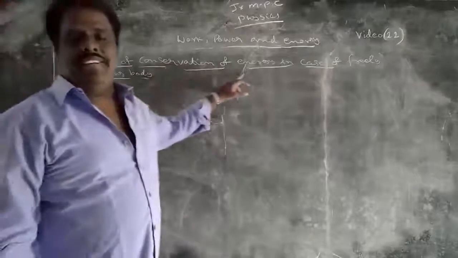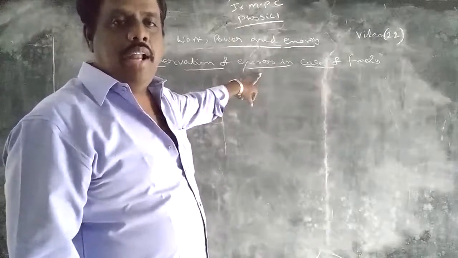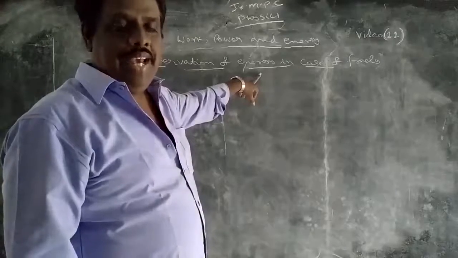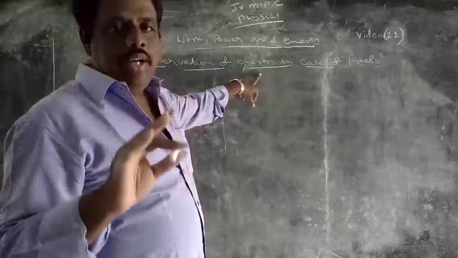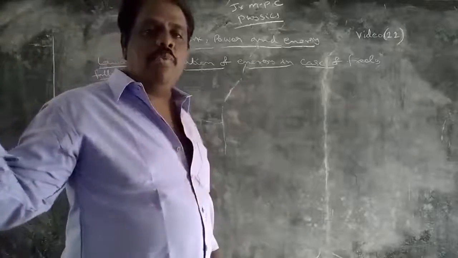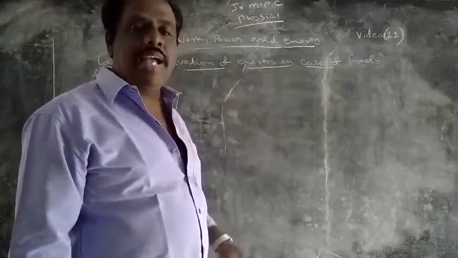Law of conservation of energy. What is meant by it? How can you define the law of conservation of energy? Energy is neither created nor destroyed, but it changes from one form to another form. So the total energy of a closed system remains constant.